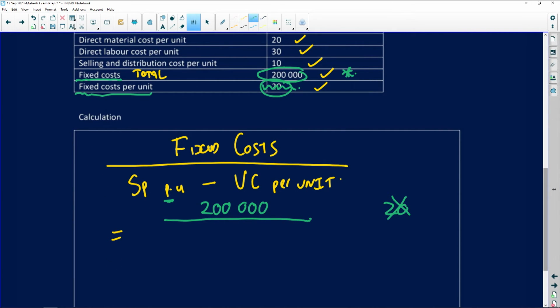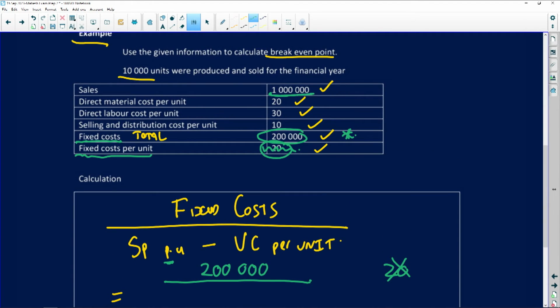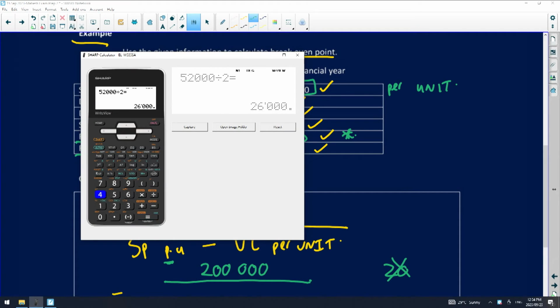Okay, then selling price per unit. This is the important part, guys. So selling price, right? I'm given my total sales. Can you all see that? But remember, I need it per unit. So the number of units that were produced and sold, 10,000. So to get my selling price per unit, I'm taking 1 million divided by 10,000. I think it should be 100 Rand, but let's just quickly double check. So let's make sure I've got enough zeros there. Yes, I do.